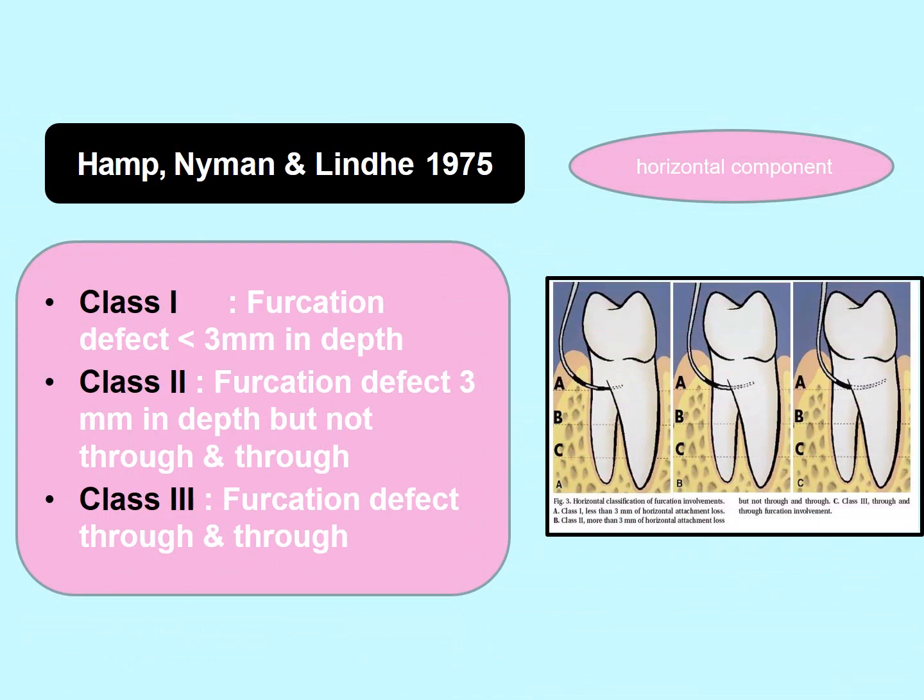Coming to the next classification, Hamp, Nyman, and Lindhe in 1975 proposed the furcation classification based on the horizontal component, that is, how much it is entering into the furcation area horizontally. Class 1 is a furcation defect entering less than 3 mm. If it is entering more than 3 mm, but it is not through and through, then it is class 2. If the furcation defect is going through and through, then it is class 3.